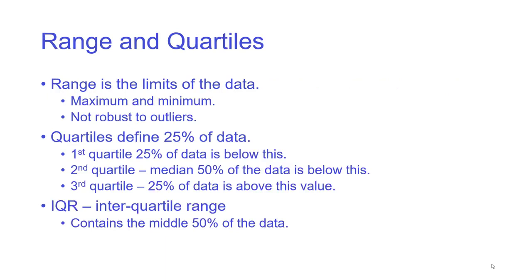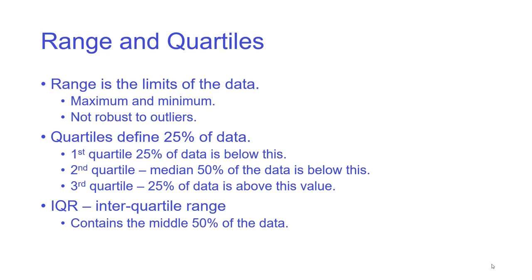Now, the range is the limits of the data, it includes the maximum and the minimum. This is extremely sensitive to outliers. This is where you're going to get your bad data. Numbers that are too small or too big. They're really going to affect your range.